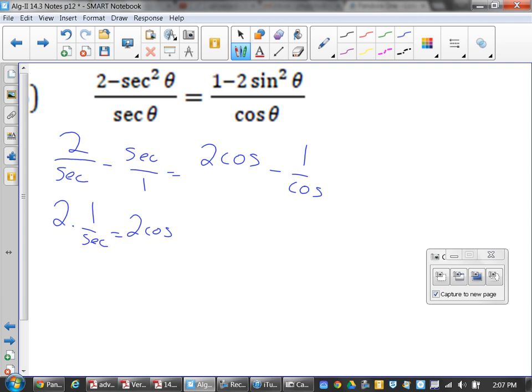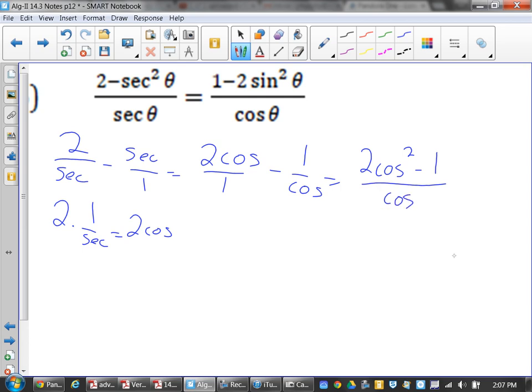Now, common denominator. And we get 2 cosine squared minus 1 all over cosine. I'm almost there. I need to get the sine squared. I flip it every time. How do you rewrite cosine squared? Other way around. 1 minus sine squared.